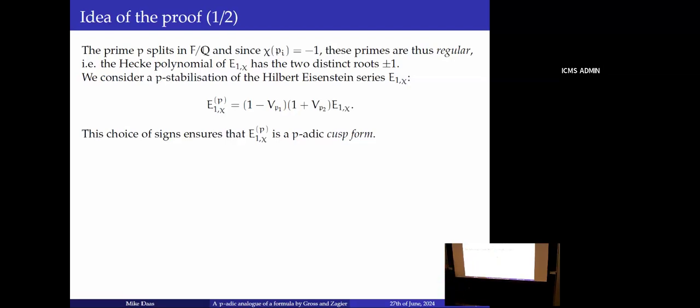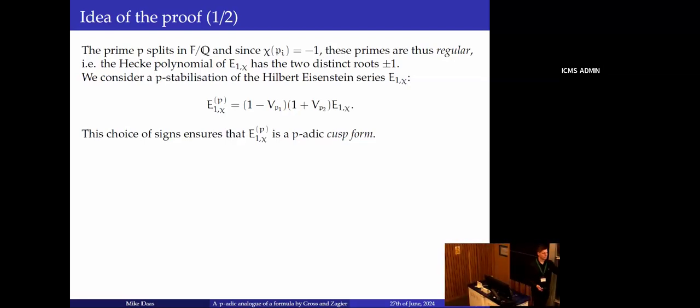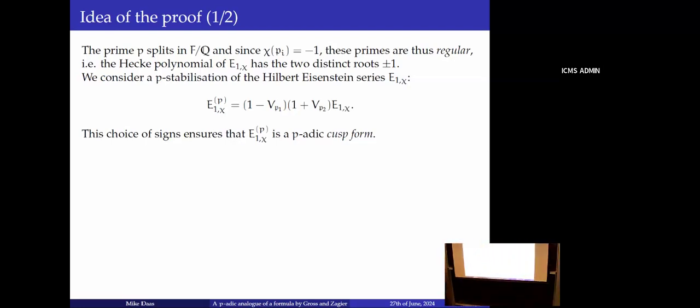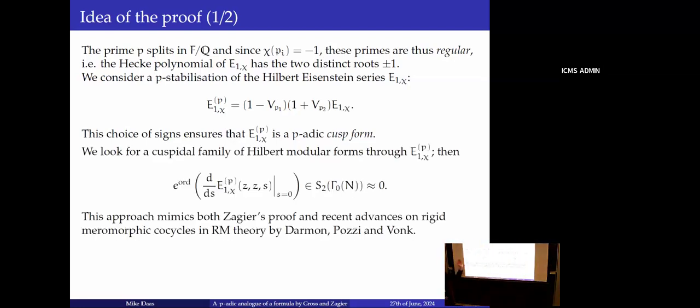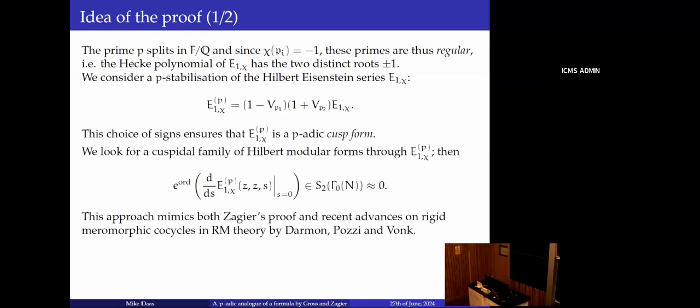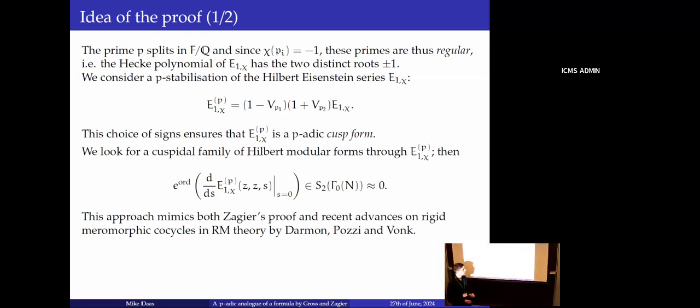And we want a cusp form because we want to write down a family of modular forms passing through it, but not just any family, a cuspidal family. So the strategy is to look for some kind of cuspidal family of Hilbert modular forms that passes through this guy. We want to take its diagonal restriction. We want to take the derivative of this family with respect to this parameter, and then apply the p-adic analog of the holomorphic projection, which here is the ordinary projection.